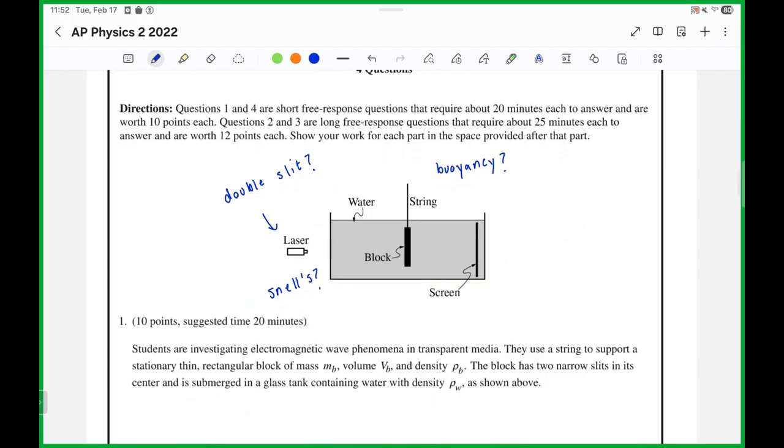So students are investigating electromagnetic wave phenomena in transparent media. That looks like that might relate to Snell's. They use a string to support a stationary thin rectangular block of mass m_b, volume V_block, and density rho_block. And so that strongly supports our prediction that maybe we'll be dealing with buoyancy. The block has two narrow slits. That suggests we'll be dealing with double slit interference and is submerged in a glass tank containing water with density rho_w. All of this we've determined before actually looking at any questions.